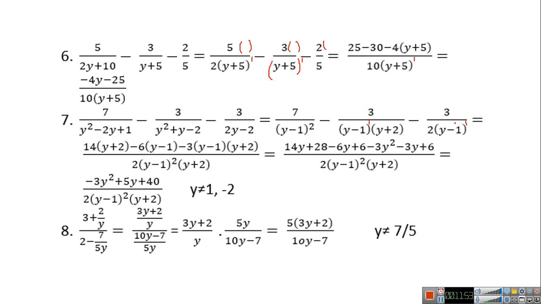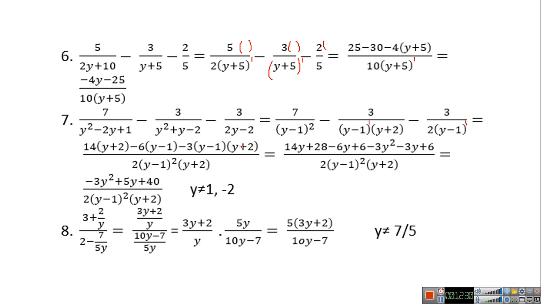Now remains this one. I have only y minus 1, but since I have y minus 1 square, I must multiply up by y minus 1. I have more y plus 2, so I put y plus 2. The 2 I have it, so I keep the number 3. I expand 14y plus 28 minus 6y plus 6. Here y times y is y squared times minus 3, minus 3y squared. 2y minus y is y times minus 3 is minus 3y.